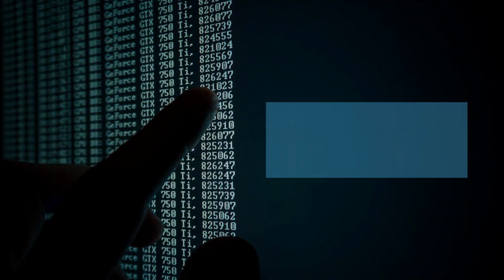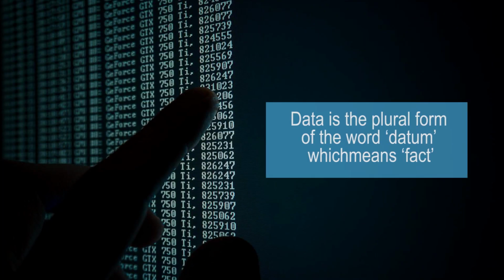Here, data is the plural form of the word datum, which means fact. So data here means a fact. It may be a demographic fact. It may be an achievement related fact. It may be an attribute related fact of the learner. It may be related with the physical abilities or the mental abilities.